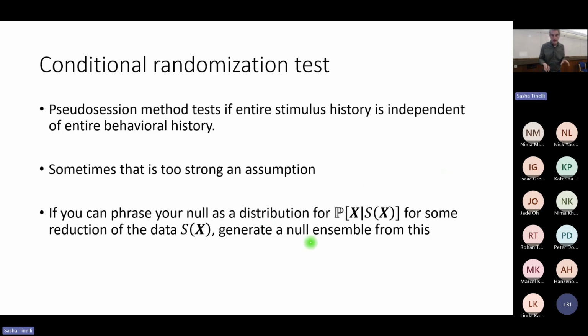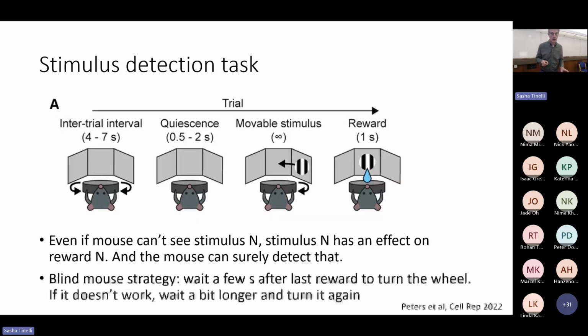All right, but what you can do often is phrase the null as a distribution for the observed variables conditional on some reduction of the data and do a randomization test based on that. Let me give an example. So this is the example from Andy's work, where the mouse is sitting here in front of a screen, a stimulus comes on, and the mouse simply has to turn a wheel to respond to the stimulus and then to get a reward.